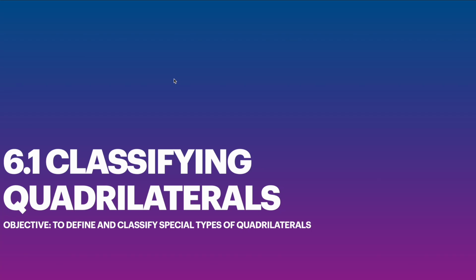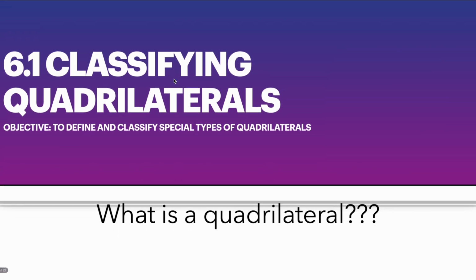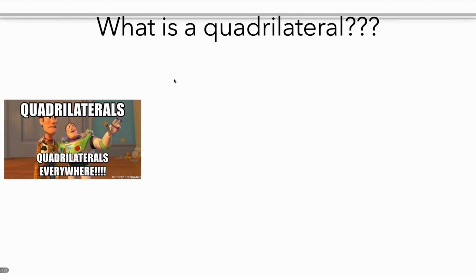In this video, we are going to learn how to define and classify special types of quadrilaterals. So first, what is a quadrilateral? A quadrilateral is going to be any four-sided figure.